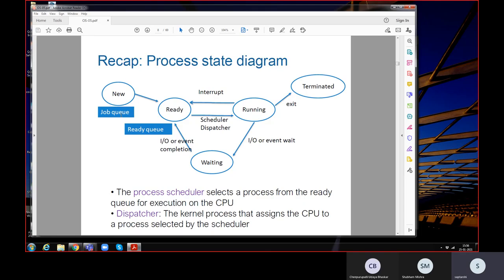Remember, PCBs are handled by the kernel. So PCBs are not handled by the individual processes. Rather, PCBs are handled by the kernel. So who brings a PCB from one queue to another? It's usually some routine in the kernel.